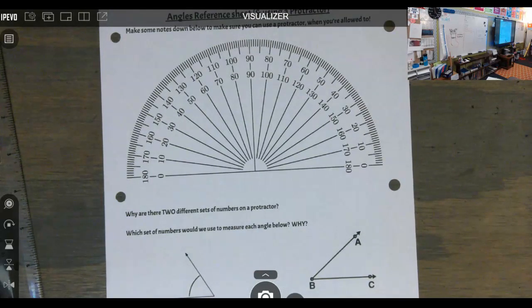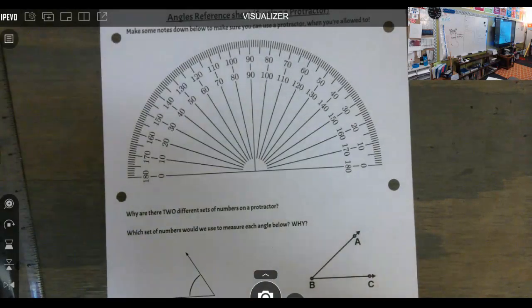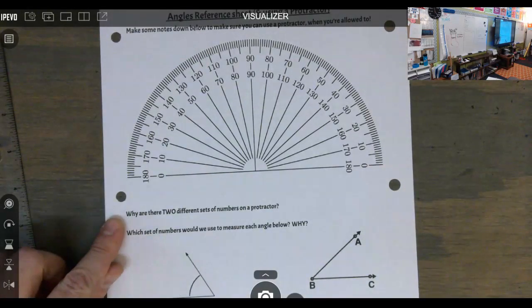I will take a volunteer. You're going to make me use the cards. Why are there two sets of numbers on a protractor? Laurel, we haven't talked today. So that, depending on which way the angle's going, you can still measure it.